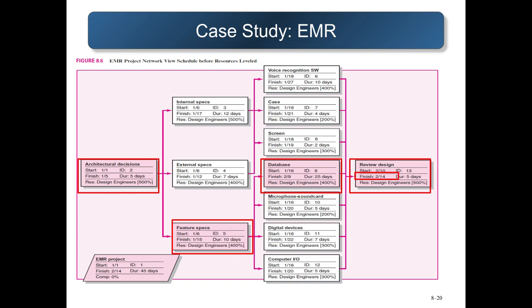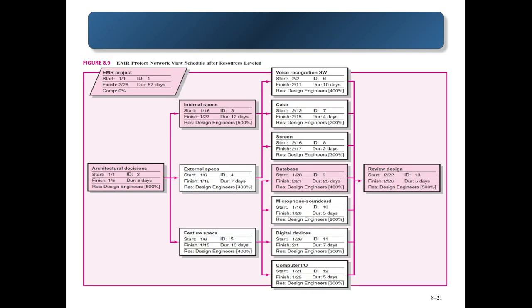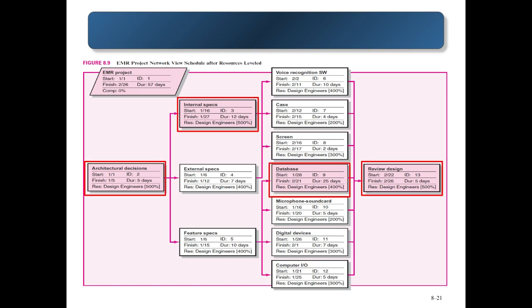Now, applying the three rules of heuristics, computations, and analysis will lead us to this enhanced presentation of the project network. Take note that the critical path is now activities 2, 3, 9, and 13, with the project end date of Feb 26. So from Feb 14, it's now Feb 26.